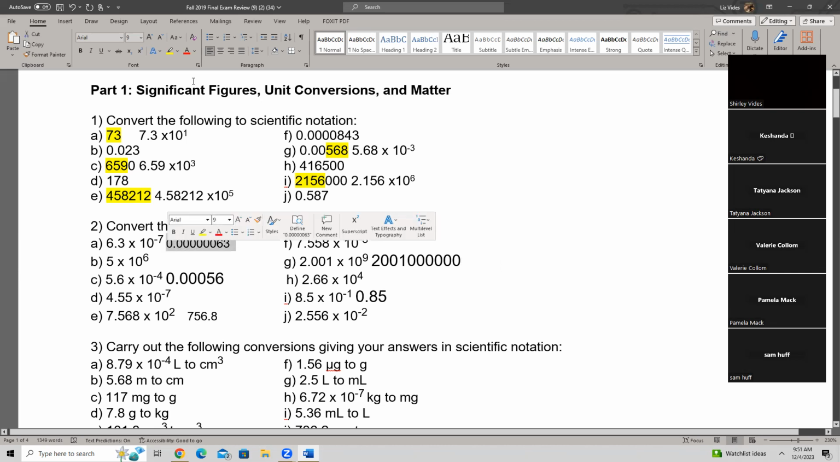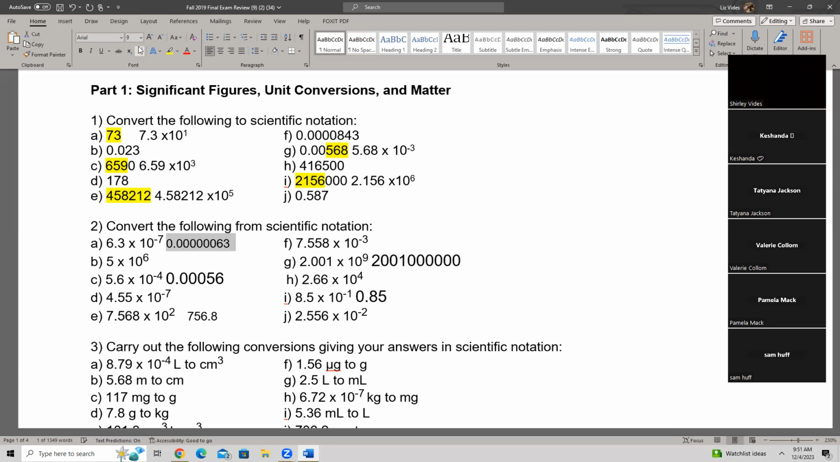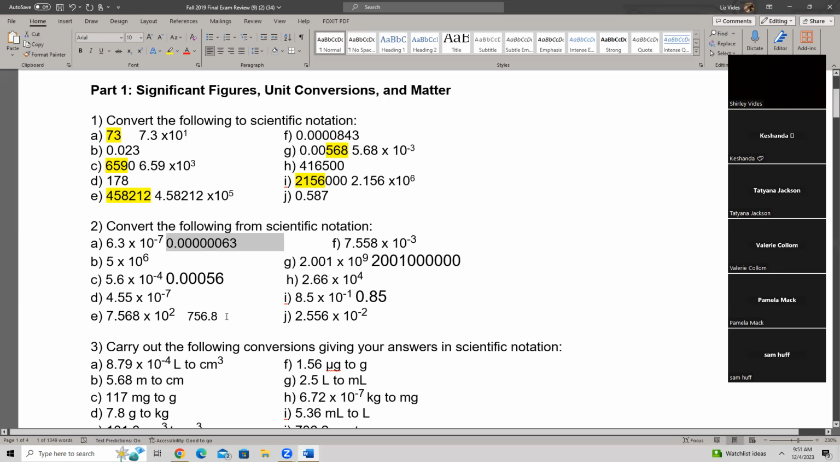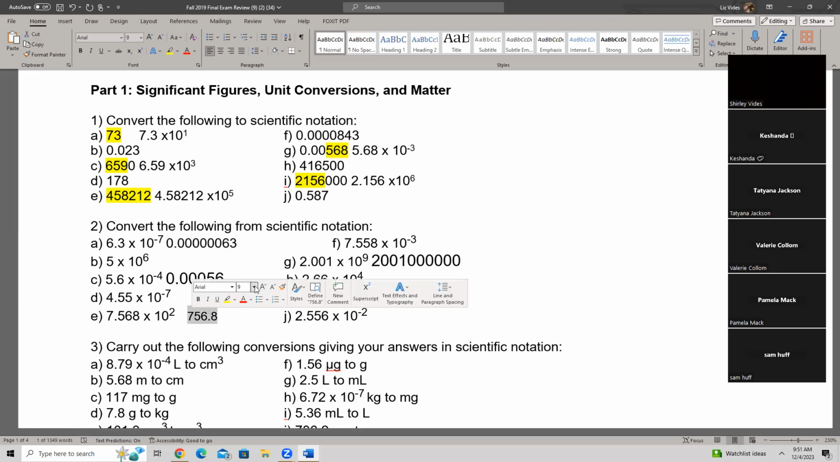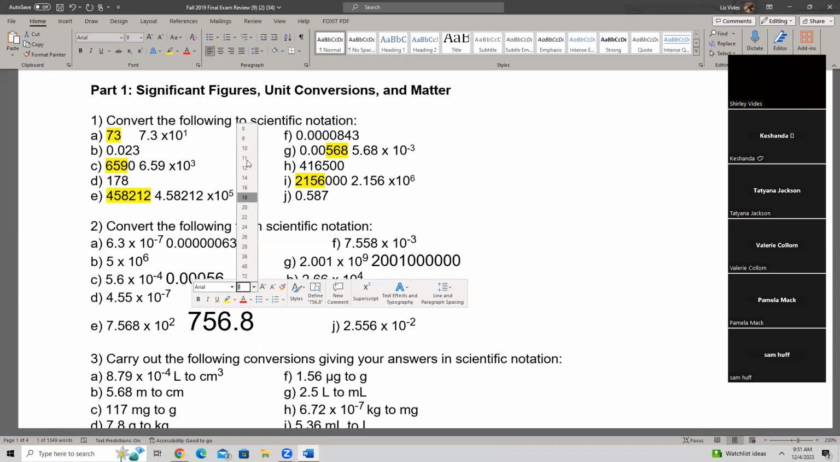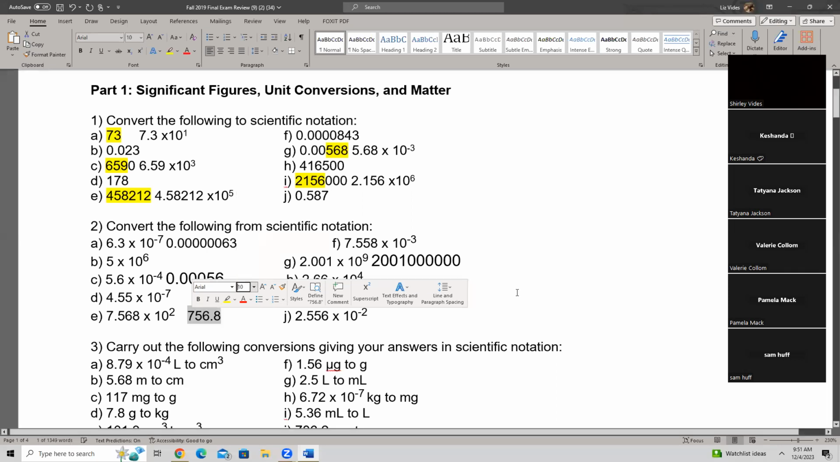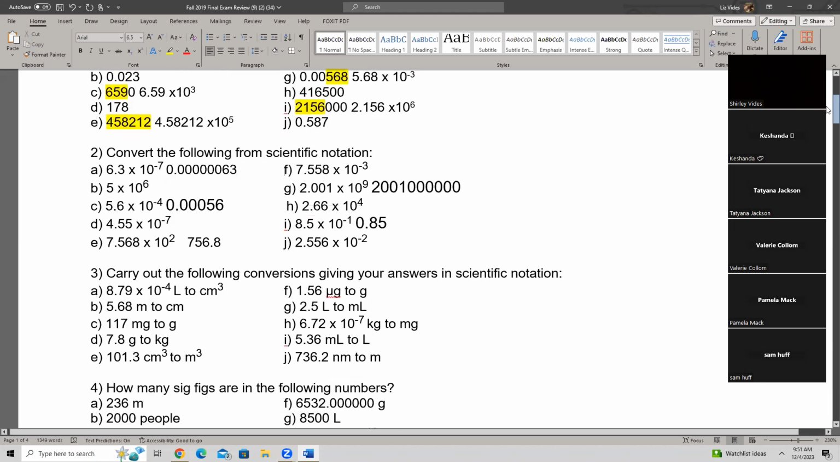And I'll just make these bigger so you can see them better. Oh, okay, no, not you, you. Okay, and then this one. This one you can actually see, okay. I don't know why it's just being so annoying, but there you go. All right, so that's how you do those. Okay, that's the conversion from scientific.